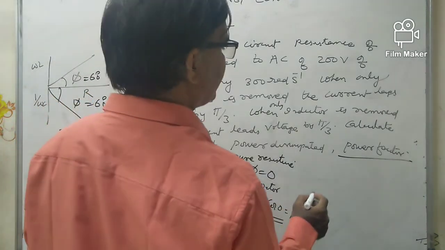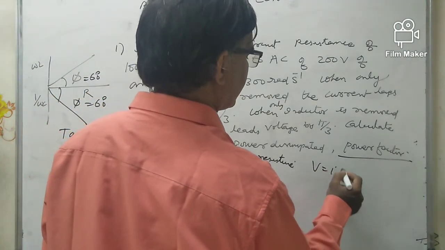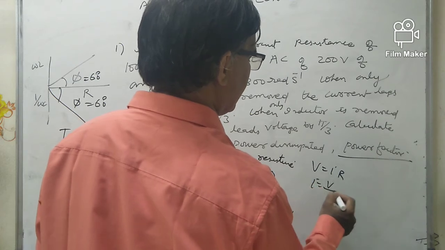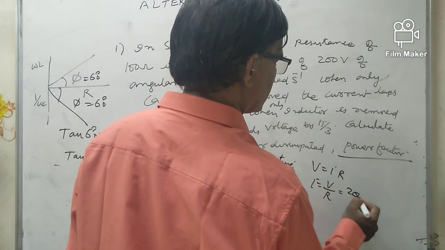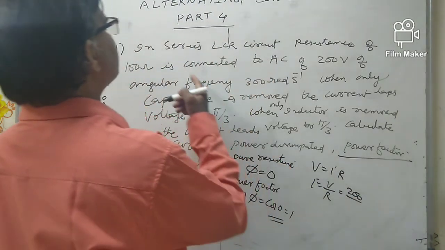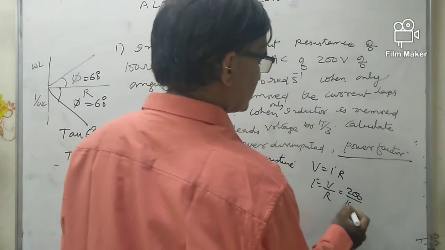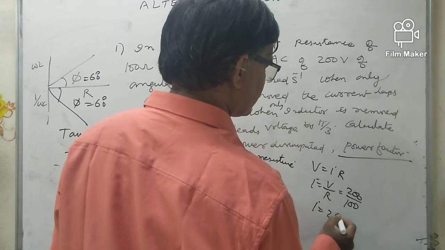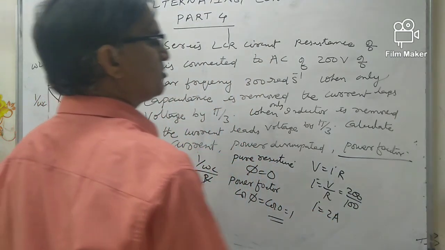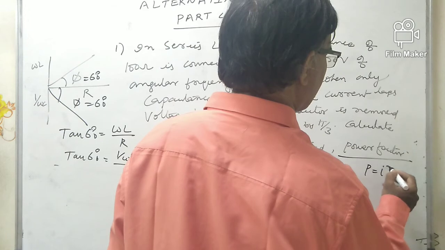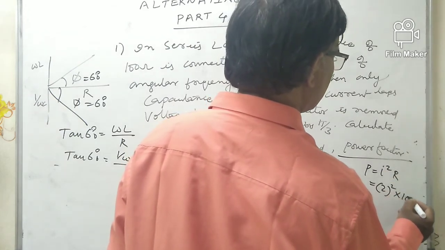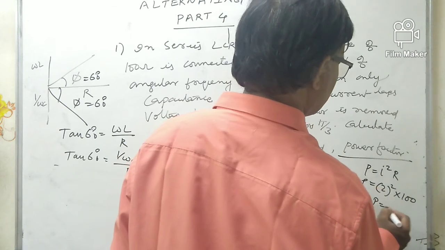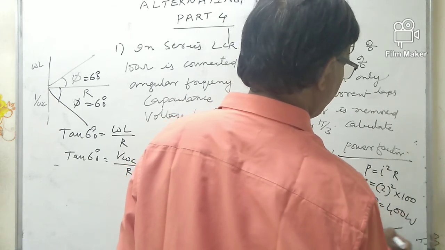Next, current. V is equal to IR, so I is equal to V by R. The voltage given is 200 volts, the resistance is 100 ohms. Current is 2 amperes. Then power: power is equal to I square R. I is 2, resistance is 100, so power is equal to 400 watts.